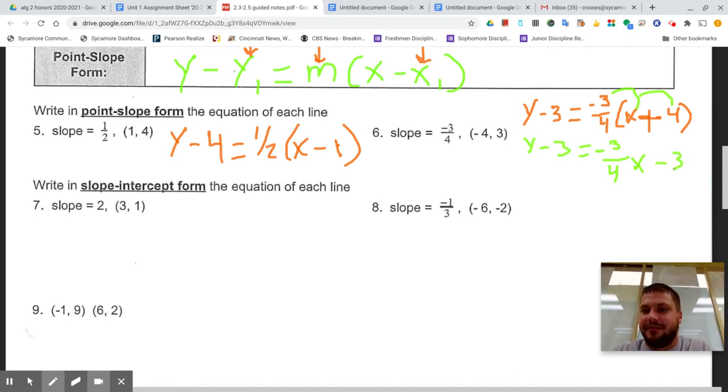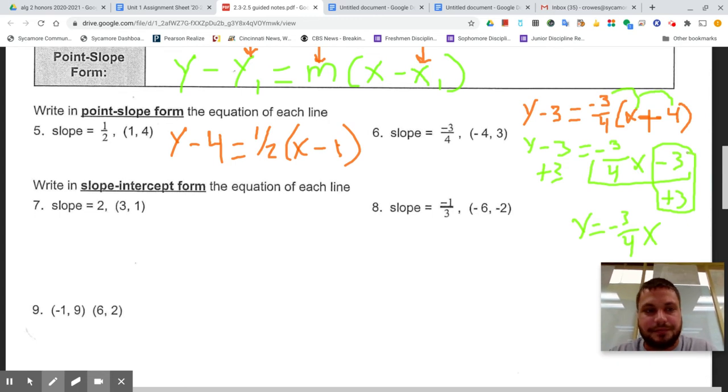So look, I have that y equals mx plus b look over here. Now I just have to get the y by itself, add 3. So I have y equals negative 3/4 x plus 0. No reason to write plus 0. Of course, this doesn't always happen where these two cancel each other out. That was just a coincidence. Okay. All right, write in slope intercept form. Okay.